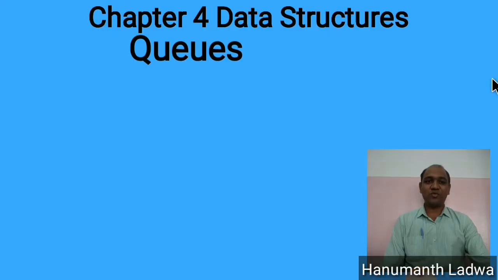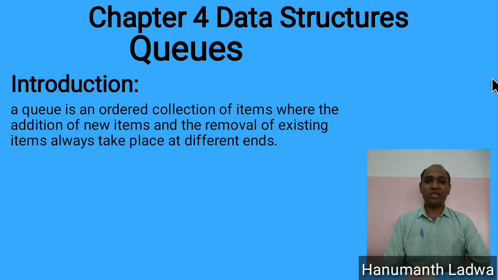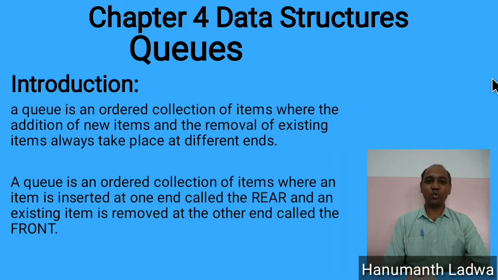My dear students, in this video we are going to continue with queues. Let us have the introduction. A queue is an ordered collection of items where the addition of new items and the removal of existing items always take place at different ends. An item is inserted at one end called the rear end, and an existing item is removed at the other end called the front.